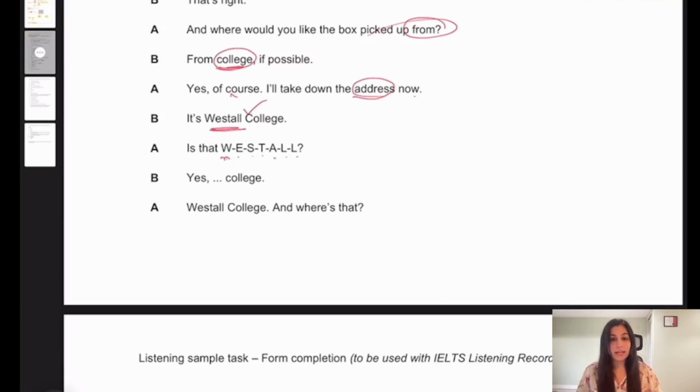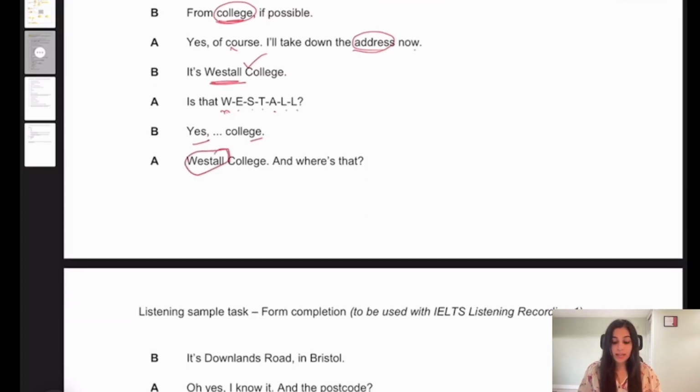Westall, W-E-S-T-A-L-L. Yes, that's the name of the college. Then she repeats again, Westall College.